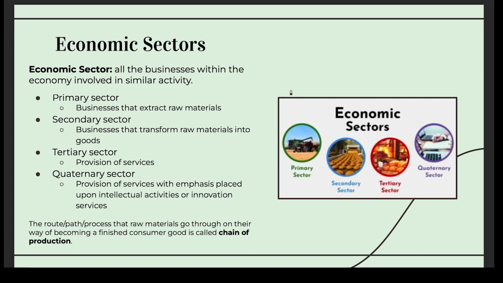Some other examples are mining, fishing, forestry, oil extraction, just any businesses whose main business activity is the extraction of raw materials. And then we have secondary sector businesses, which are businesses that transform these raw materials extracted by primary sector businesses into goods. They refer to manufacturing. Then we have tertiary sector, which is the provision of services. Some examples of these would be banking, retail stores, cinemas, transportation, education, so on and so forth.